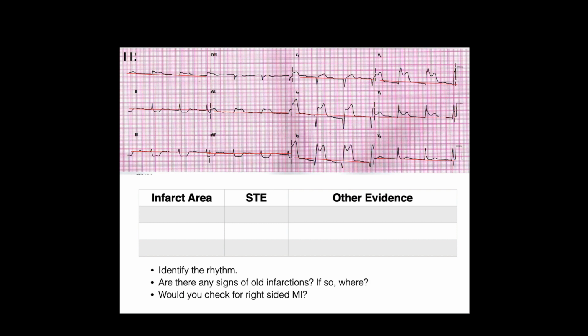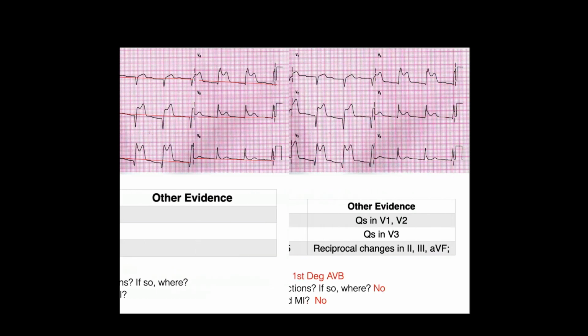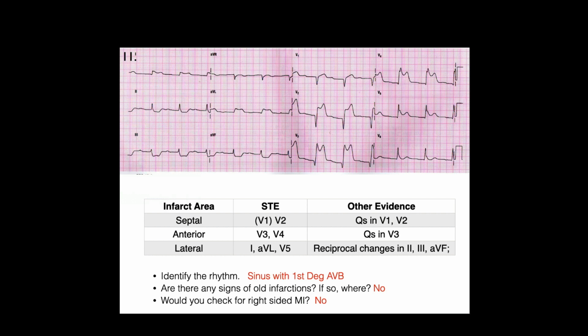I thought this might have been a first degree heart block too. I agree with you. And I wouldn't check for a right-sided. Okay. So pretty much totally in agreement. I agree with you about V1. It's a little bit ambiguous. So okay if you have it, okay if you don't. There's one thing. Oh, I included Qs in V1 and V2.